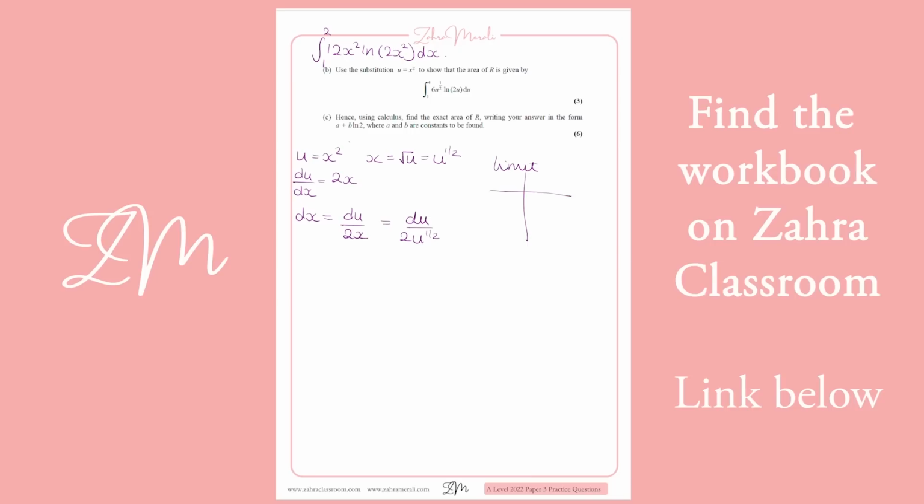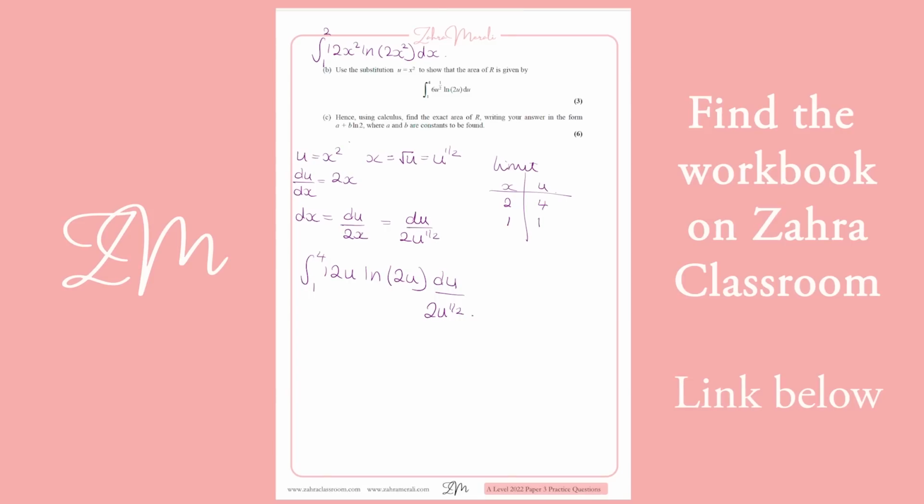Then you're going to do your limits. So you've got your x's and your u's. So x is 2, u is x squared, so that's going to be 4. That's 1 and 1, which agrees with what they have. And now you substitute. So we can do 4 and 1, 12. Instead of x squared, we've got u. ln. Instead of 2x squared, we've got 2u. And instead of dx, we've got du over 2u to the half.